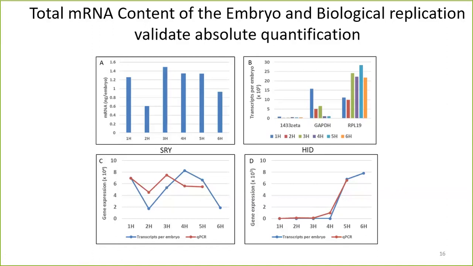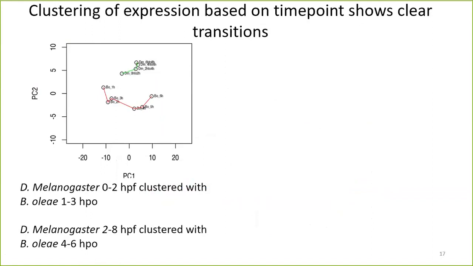Okay, so to further validate and look at the profiles of these samples, what we did was to plot them using PCA. And basically, when we project the samples on the first two principal components, what we again see is a nice smooth transition through the time points, the 1, 2, 3 hours being separated from the 4, 5, and 6 hours.